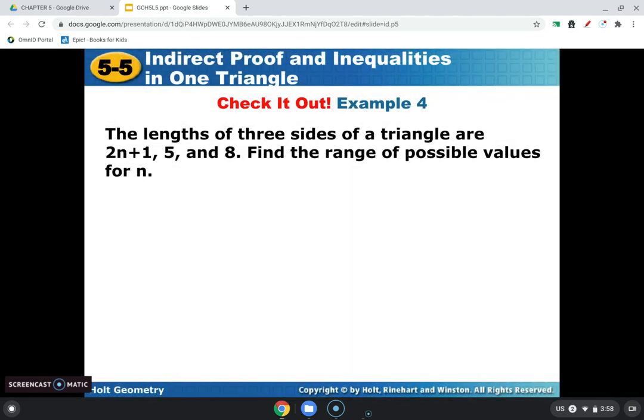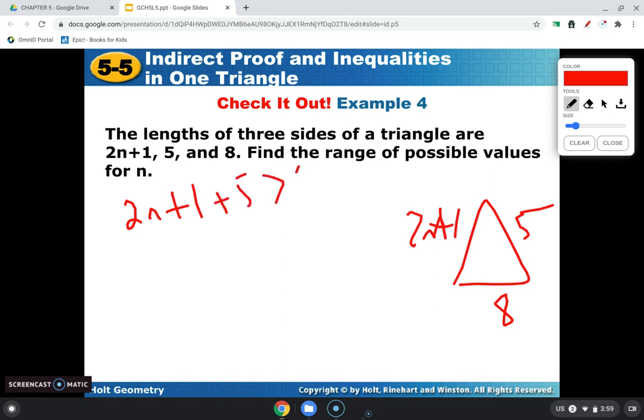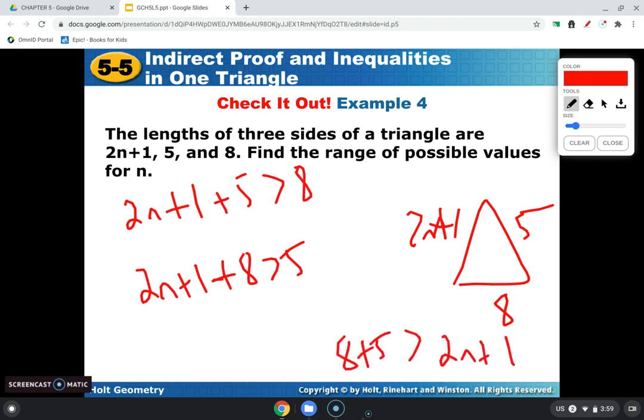All right, let's try that again. The lengths of three sides of a triangle are 2n plus 1, 5, and 8. Find the range of possible values. 2n plus 1 plus 5 is greater than 8. 2n plus 1 plus 8 is greater than 5. And 8 plus 5 is greater than 2n plus 1. So that becomes 6.